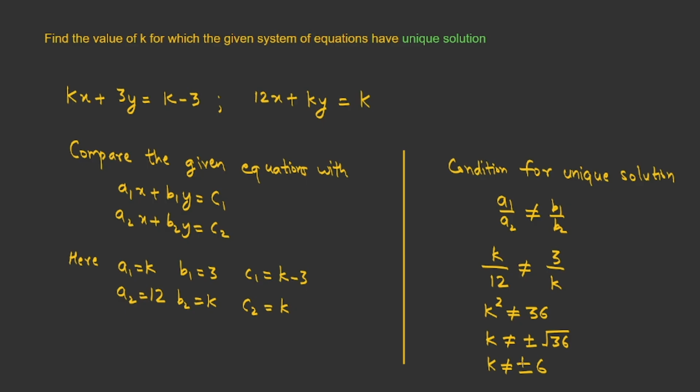इसका मतलब यह हुआ कि k की क्या वैल्यू मिली हमें. k सारी वैल्यूज़ ले सकता है, बस प्लस माइनस वैल्यू प्लस माइनस 6 कभी नहीं लेगा. अगर k की वैल्यू प्लस माइनस 6 आ जाएगी तो इस सिस्टम ऑफ इक्वेशन का जो सॉल्यूशन है वो कभी भी यूनिक नहीं होगा.